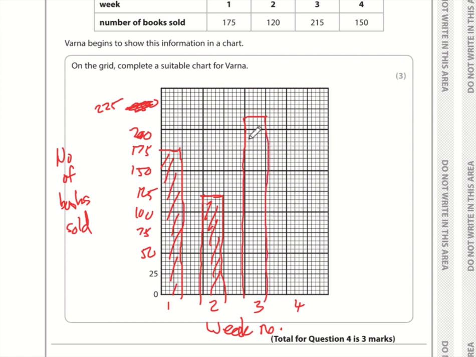Okay, that is week 3 done. And week 4 is 150. Well, that's nice and easy. That takes us up to there. And that is all that we need to do for this question. So let's move on to the next one.